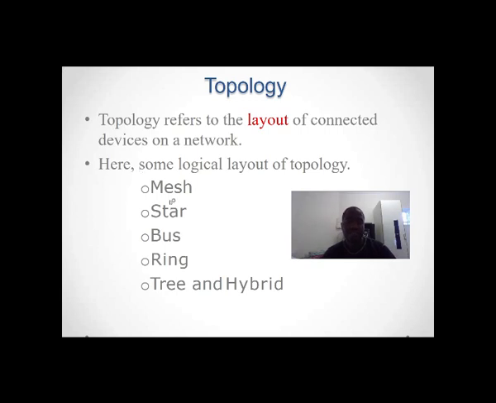Right, so there are basically these 6, or some say it's 5, but these are the different types of topologies that we have to learn about, that we have to know about. So there is what is called a mesh topology. There is what is called a star topology. There's also a bus topology, and a ring topology. And then a tree and hybrid, they are used interchangeably.